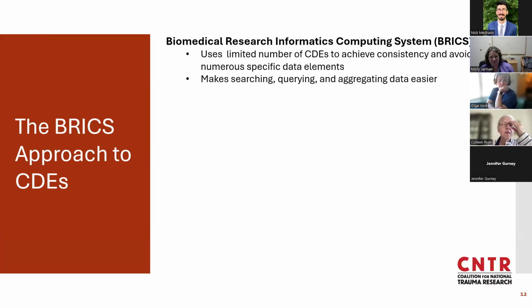So BRICS, the Biomedical Research Informatics Computing System, is the system that houses the NTRR as well as FITBR. So that is the system that houses these repositories. And the idea of the system is to use a limited number of CDEs, the smallest possible, to achieve consistency and avoid what inevitably becomes thousands and thousands of elements that no longer really become common anymore because there are so many. That also makes things like searching, querying, and aggregating on the back end a lot easier if we can be very specific in terms of which CDEs get created.